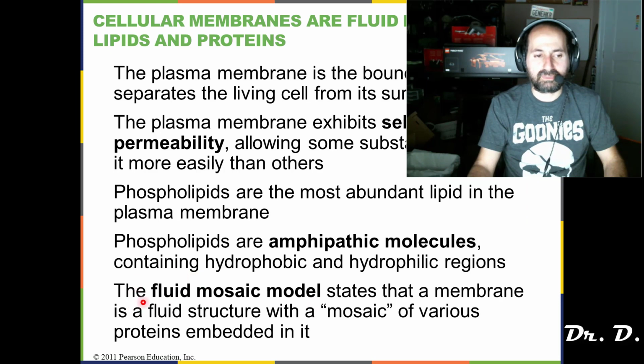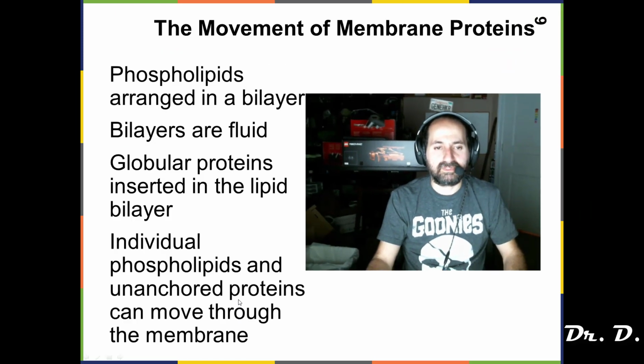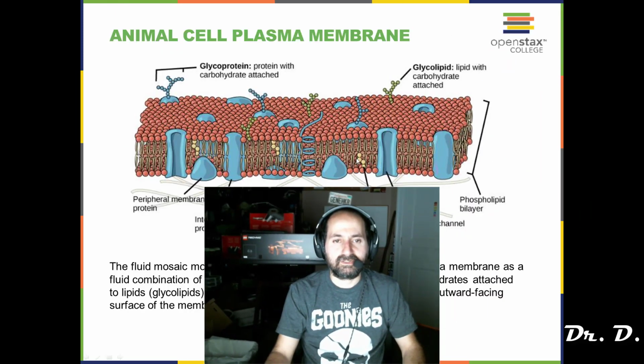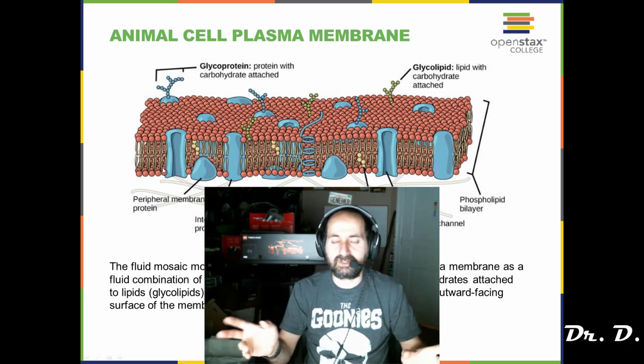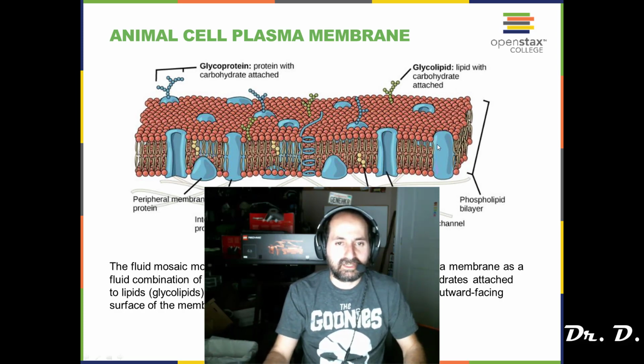But not only is the membrane a fluid model because the phospholipids are free to float around, but it's a mosaic. And what do I mean by mosaic? Mosaics are composites made up of different parts, right? Like artwork made up of various shards of different glass. Well, here you don't have shards of glass.